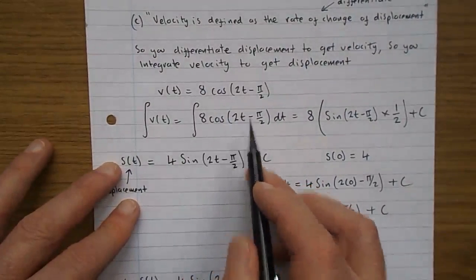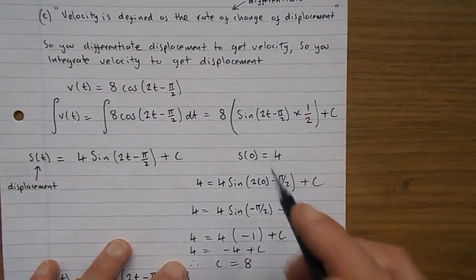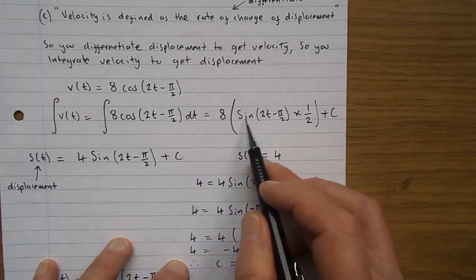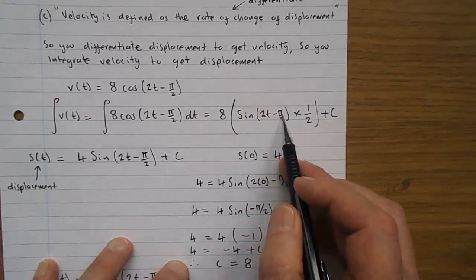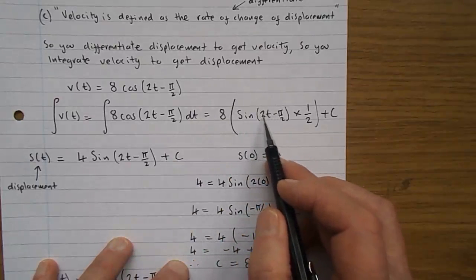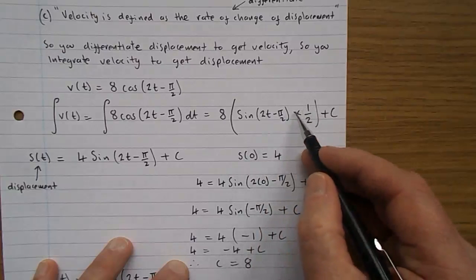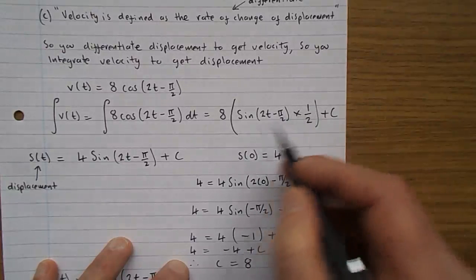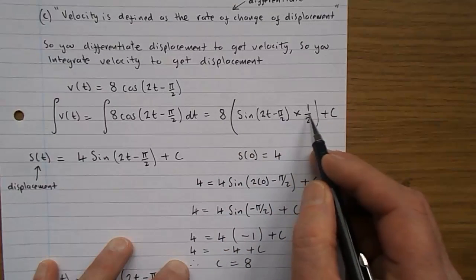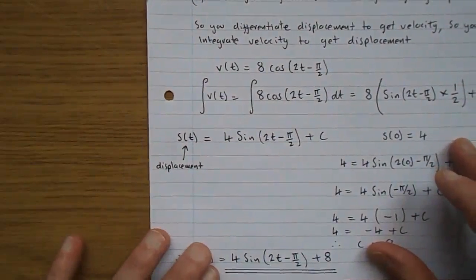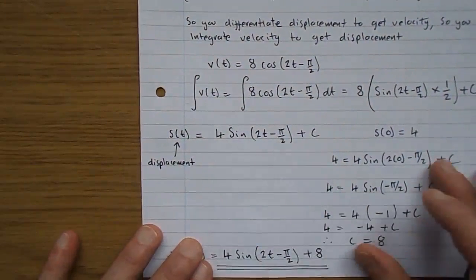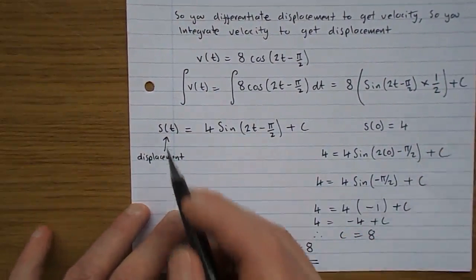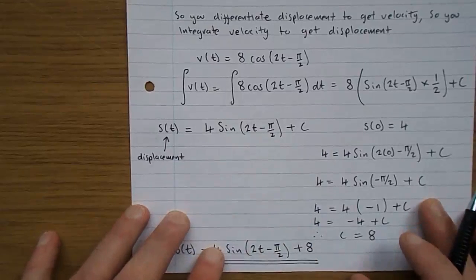Integrate 8 cos(2t − π/2). Ignore the 8 for the moment. When you integrate cos, you get sine. So you get sine(2t − π/2). Differentiate what's in the bracket, you get 2. And as I've done earlier on in this paper, I times it by 1 over 2. You're really dividing by it, but I find that looks better. 8 times a half is 4. So S of t is 4 sine(2t − π/2) plus c. Don't forget we introduce a c here, and that just means displacement. You can see that there.